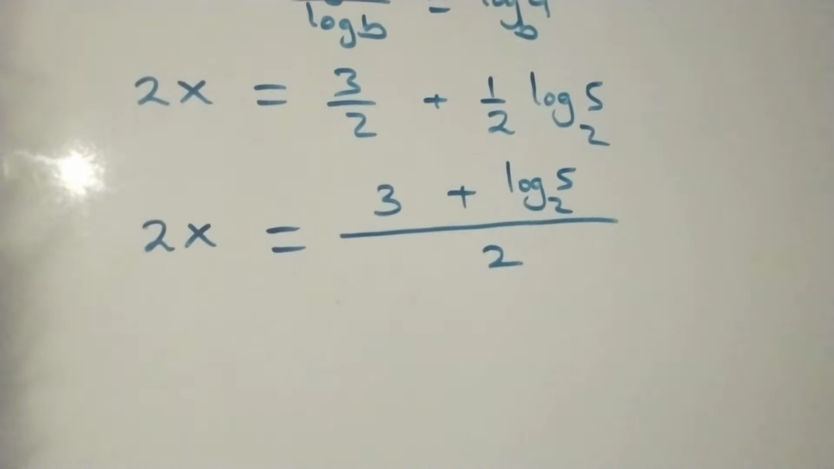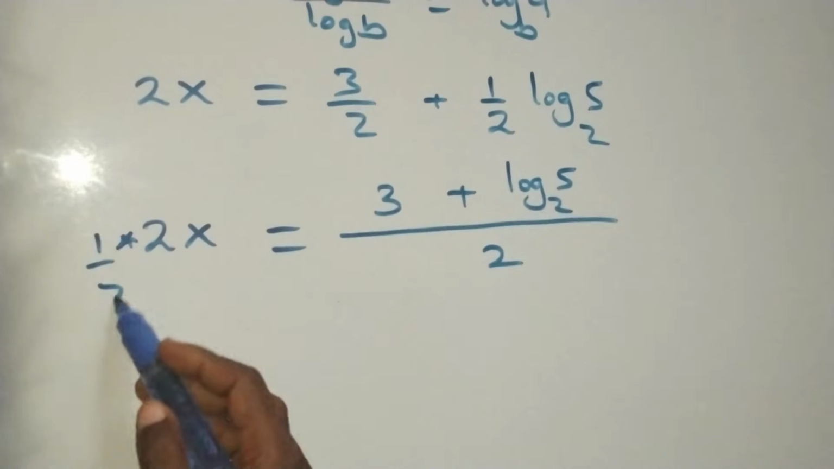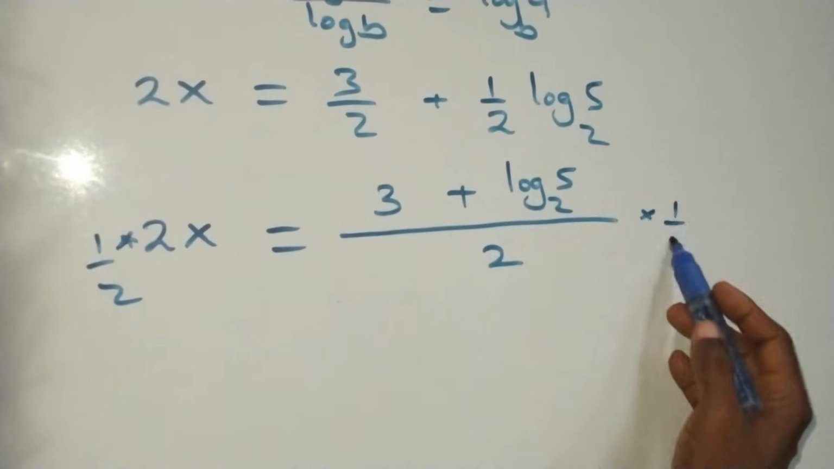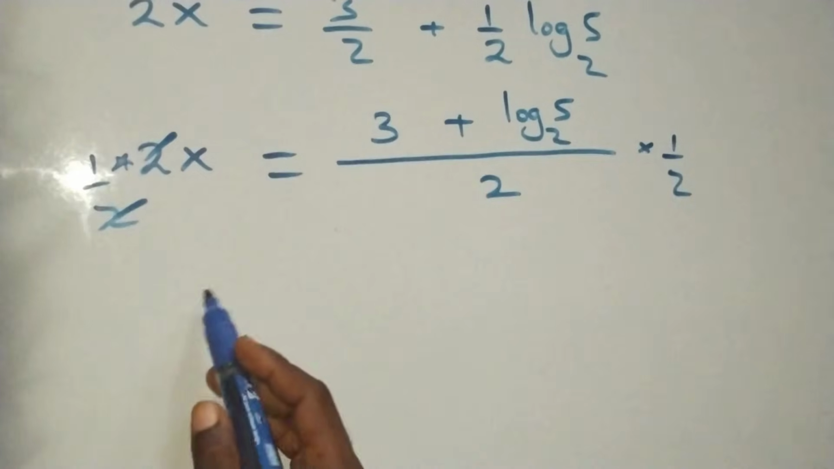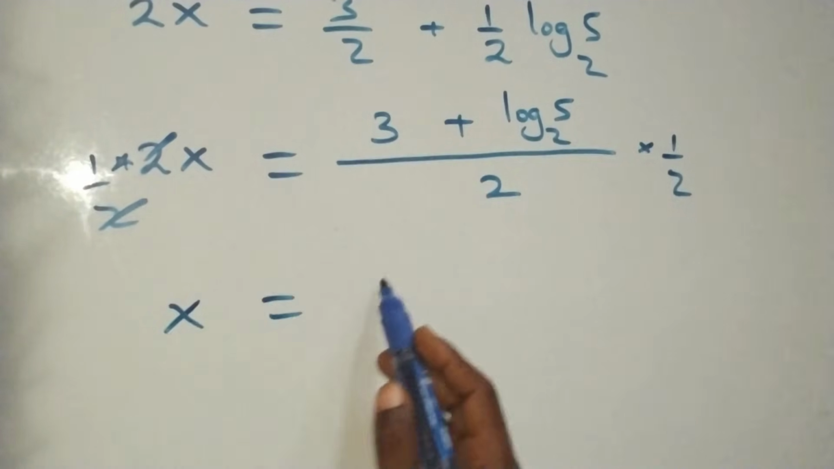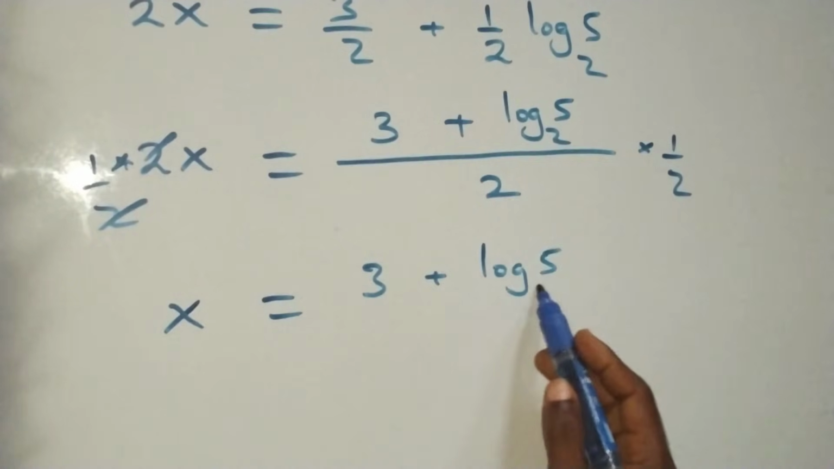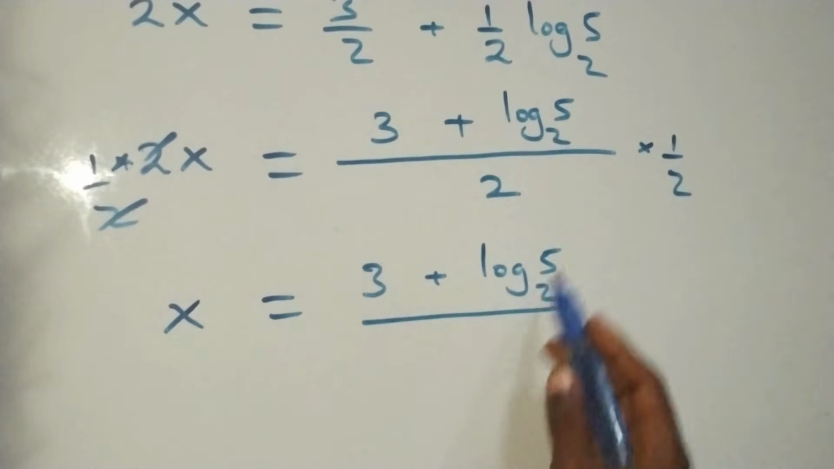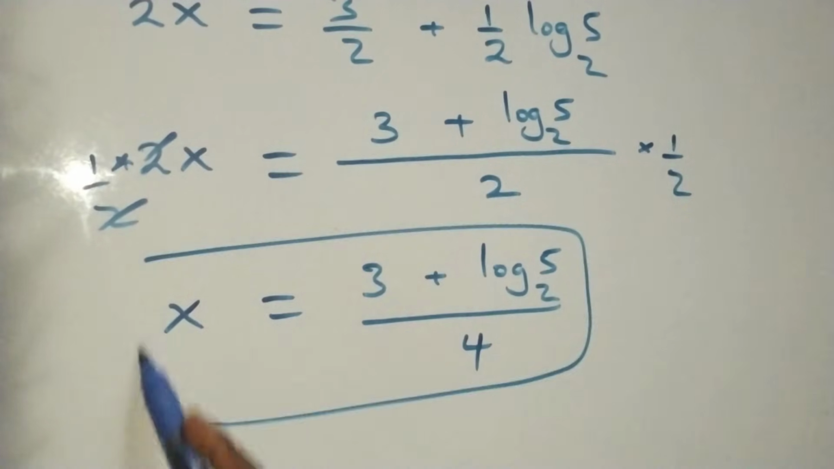Next thing, multiply both sides by 1 over 2. Multiply this side by 1 over 2. Also, multiply this side by 1 over 2. Here, 2 cancel each other. We have x equals 3 plus log 5 base 2 all over 2 times 2, that's 4. That is, we have the value of x here.